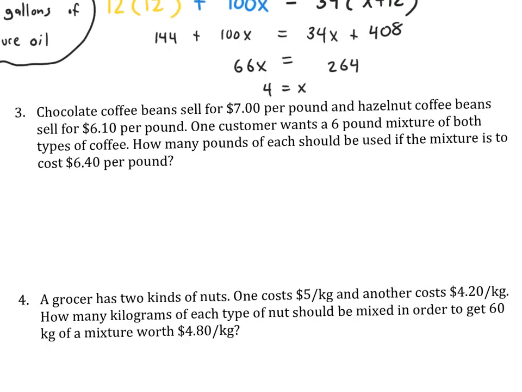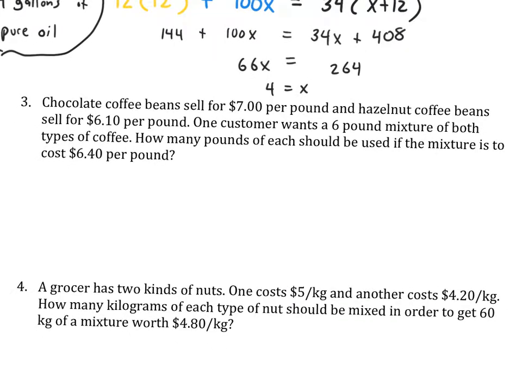As we read this one, let's pay attention to 2 or 3 key differences besides the products themselves, just the concepts behind it. So chocolate coffee beans sell for $7 a pound, and hazelnut coffee beans sell for $6.10 per pound. A customer wants 6 pounds of a mixture of both types of coffee. How many pounds of each should be used if the mixture is to cost $6.40 per pound?